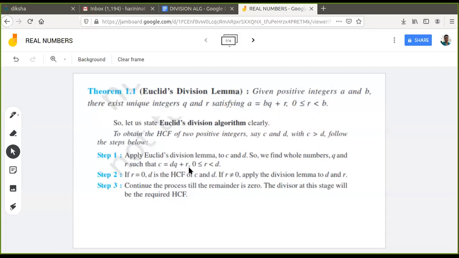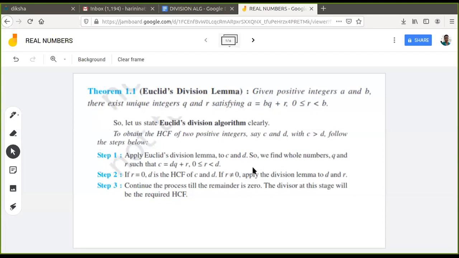So in one step or 2 steps, you end up with the remainder becoming 0. At that stage, you go back and see which divisor you used. The last divisor used for the division will become the HCF of C and D. If it is only one step, then D itself is the HCF of C and D. But if R is not equal to 0, it is not necessary that any division I do with 2 positive integers always gives a remainder 0. So if I encounter such a situation where R is not equal to 0, I will apply the division lemma on D and R now.